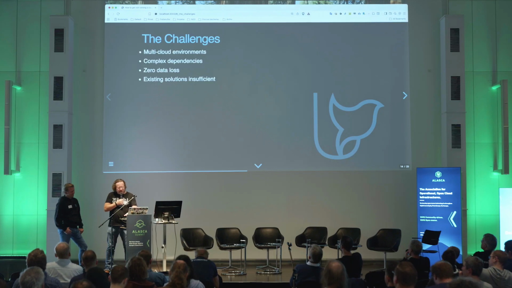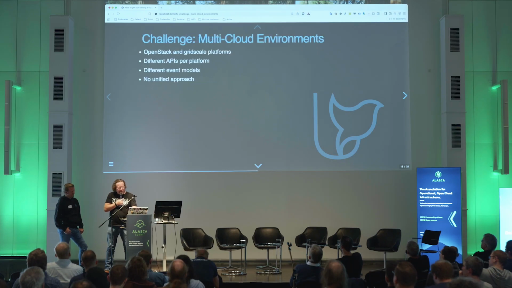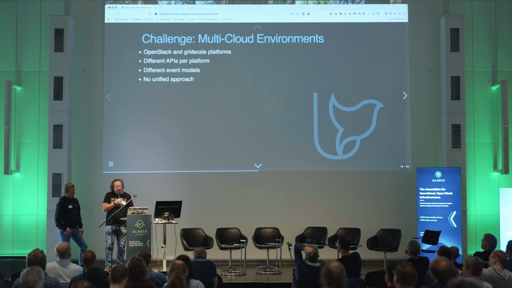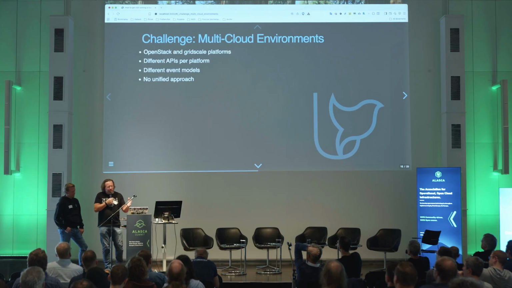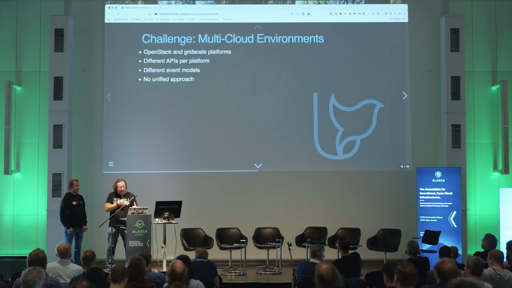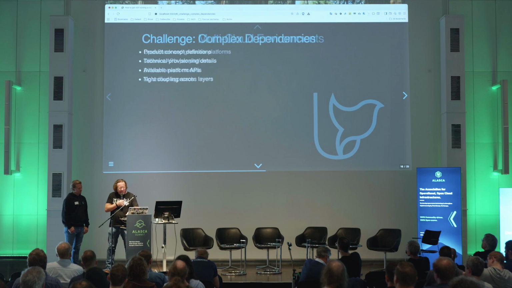And we looked into existing solutions. We can go a little bit deeper into it, but not too deep. For multi-cloud environments, we focused on OpenStack, but we also looked into GridScale because one of the customers wanted to provision on GridScale. We have different APIs on each platform, different event models, different data models, so it's very hard to find a unified approach for multi-cloud environments.